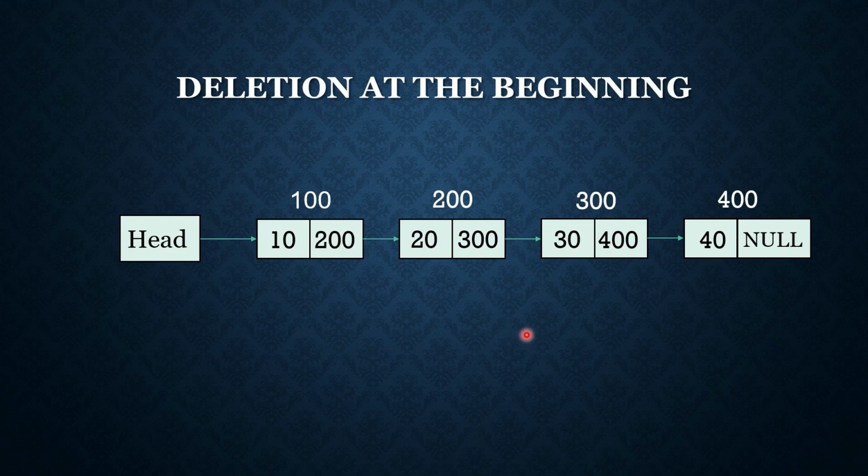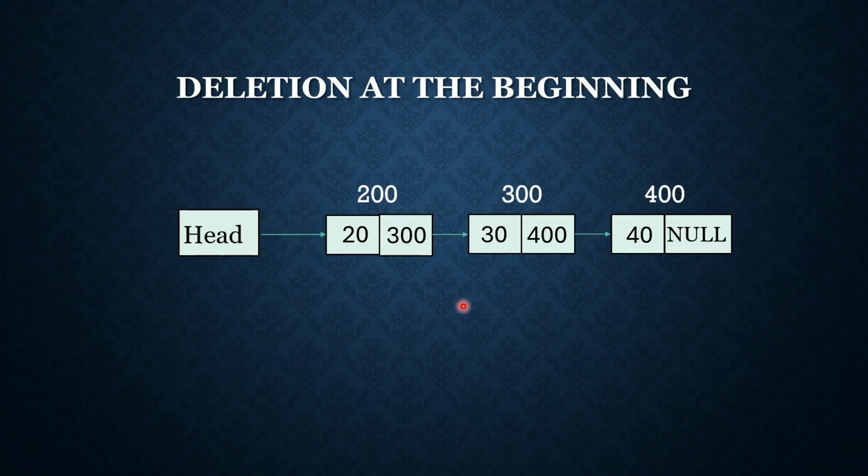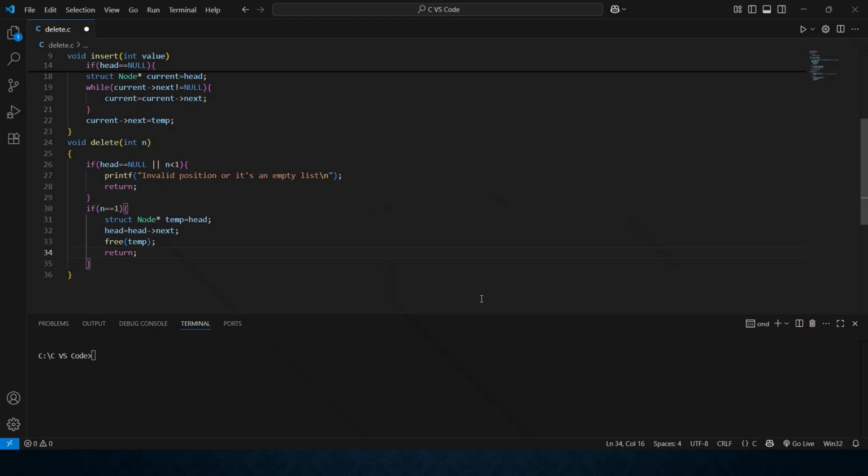So this is deletion at the beginning. First I create a temp pointer which points to head. Then I remove this connection from head. I make head point to this position. Later on I free this. Then this is how it looks after deleting. Let's proceed with the code.